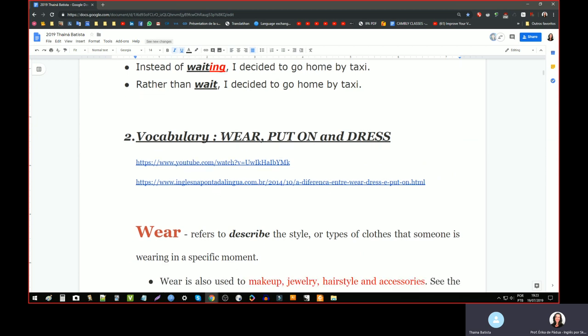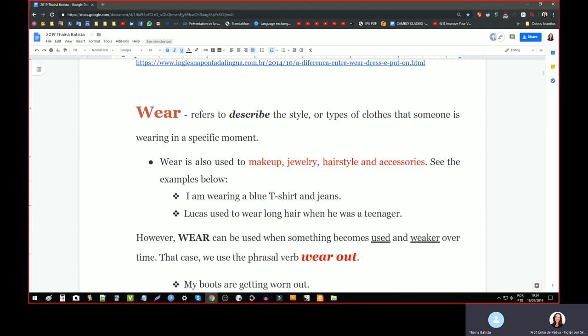Because this is the mistake we Brazilians make. This is the first verb we use when we want to talk about clothes. Yeah, the verb "to use." And it's not right. So the right words are these: wear, put on, and dress. But we need to learn when to use the verb "use," because it's not in this context. It's a different kind of context.